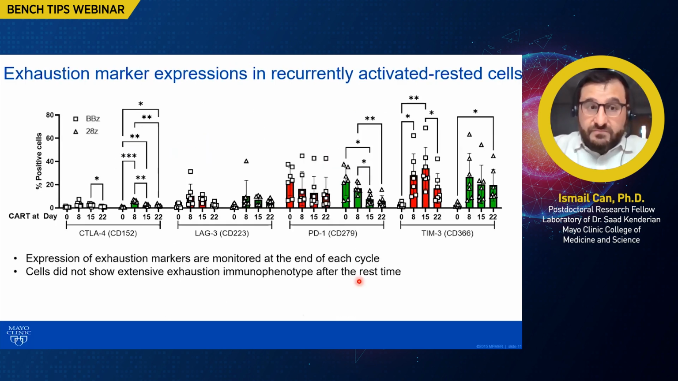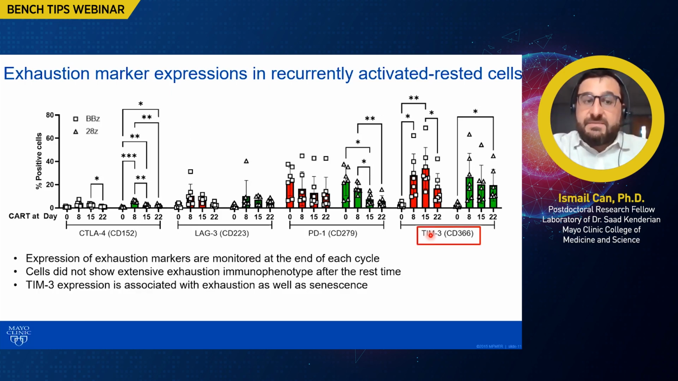And we also monitored the immunophenotype of these cells. We initially checked the exhaustion markers, and what we noticed is there wasn't a very unified increase in the exhaustion markers, suggesting that the cells, when we put them through our protocols, were not showing signs, at least immunophenotypical signs, of exhaustion, except for actually TIM3. TIM3 went up and stayed up. And if you remember, TIM3 expression was also associated with senescence.